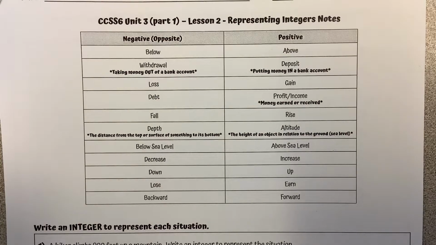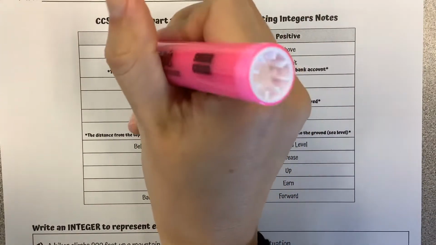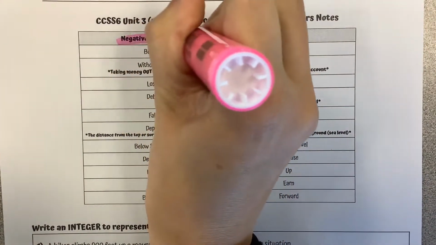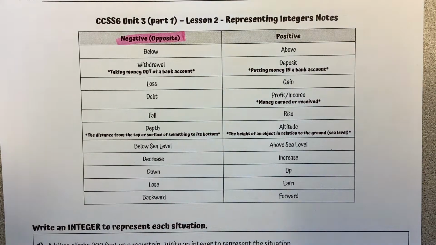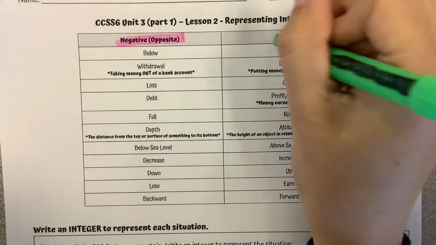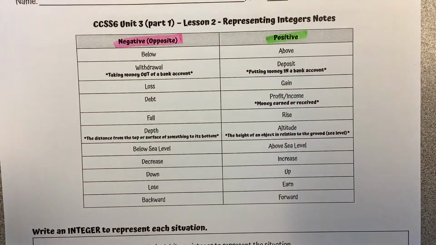Now let's take a look at representing integers. So we're going to use integers to represent different real-world applications and words. So we have things that are negative, the opposite, and we have things that are positive. Okay, so remembering that negative means the opposite of a positive.